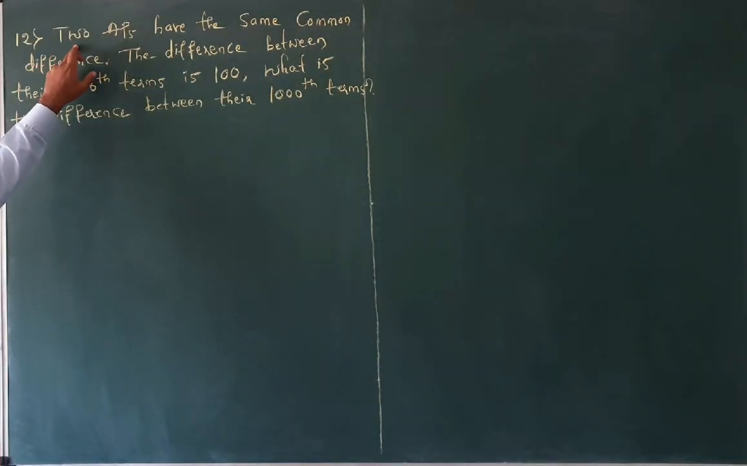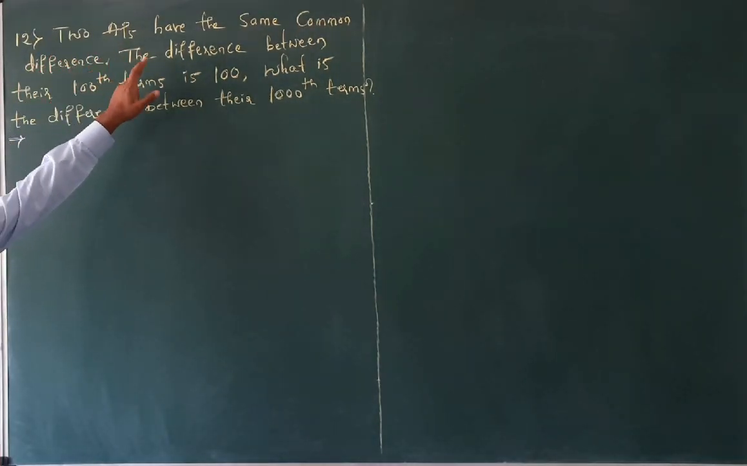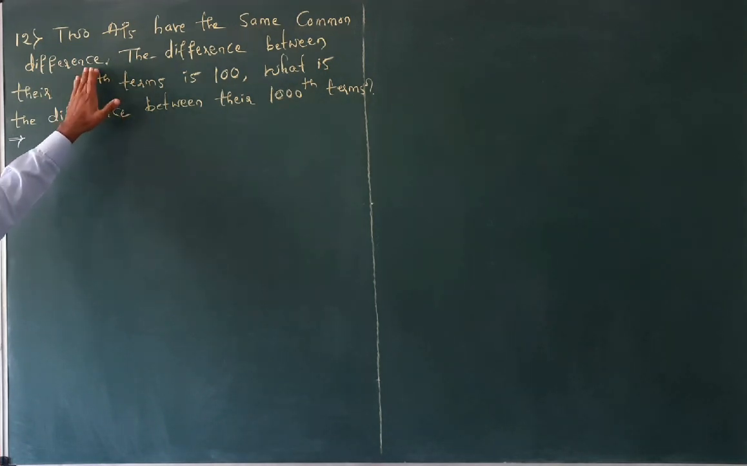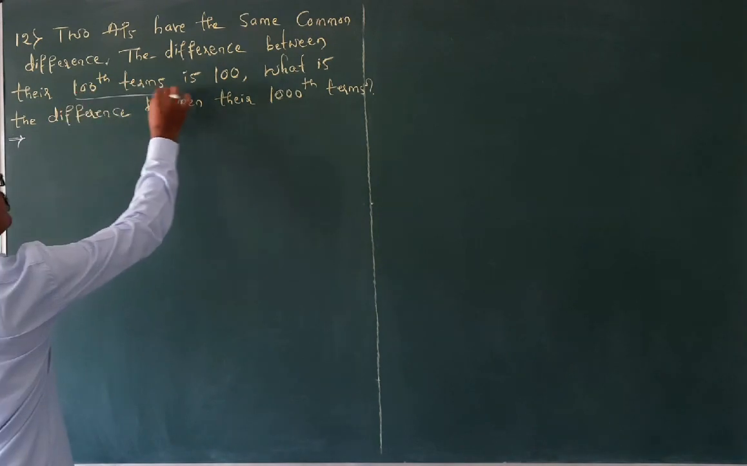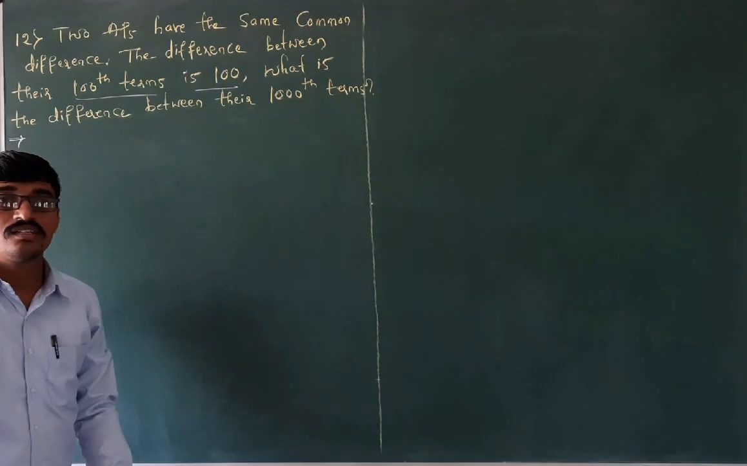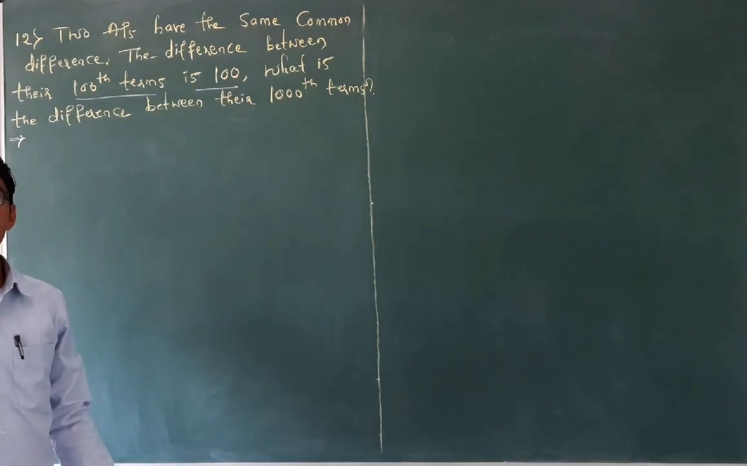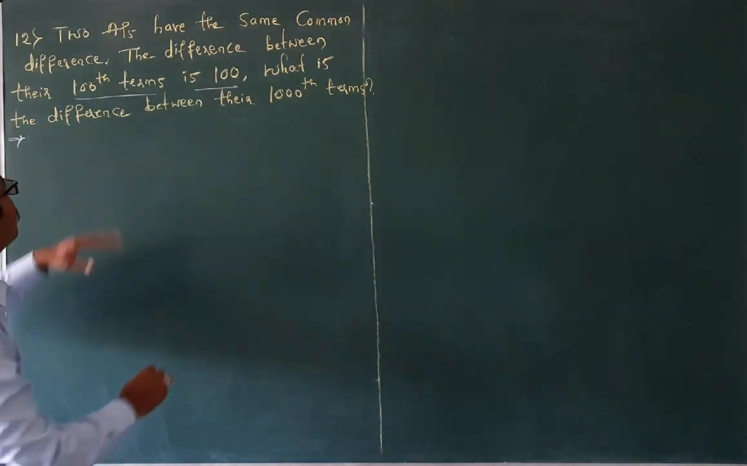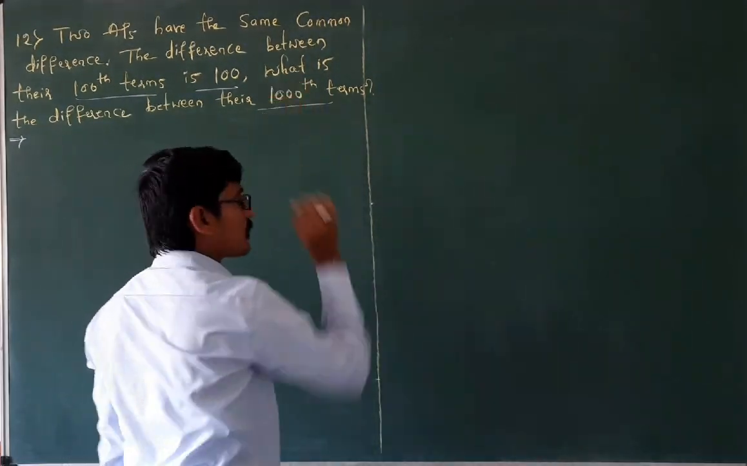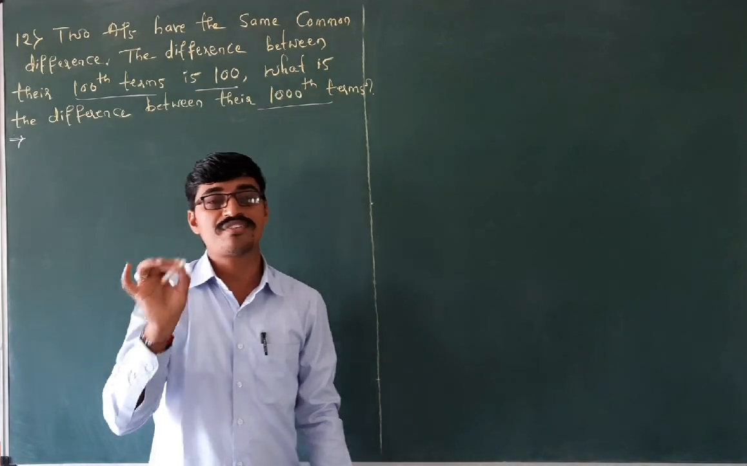Now question number 12. Two APs have the same common difference. The difference between their 100th terms is 100. It is given. The difference between their 100th terms is 100. So what is the difference between their 1000th terms? The 1000th term difference is asked.